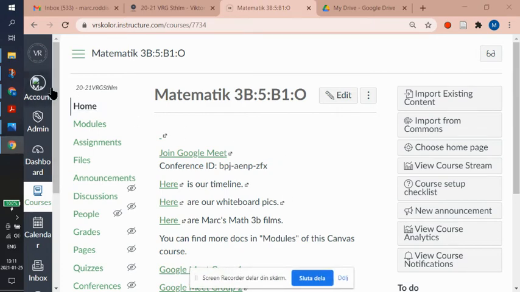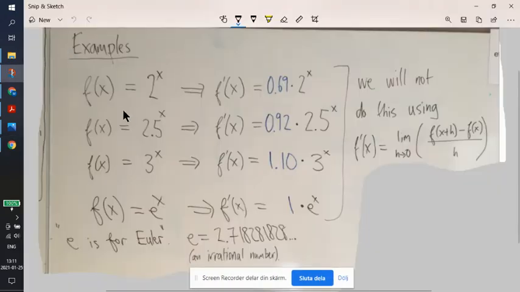Okay, hi everyone. So I just thought I would do a clip here where I talk about what we're learning in this lesson, which is slightly different from what we've worked with before. Because we've been working with derivatives of polynomial functions, or you could say power functions, and we've been using the rule with x to the n.